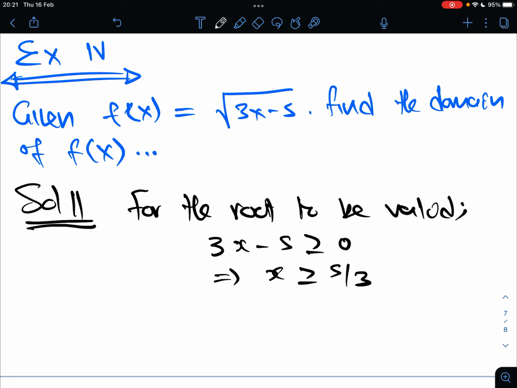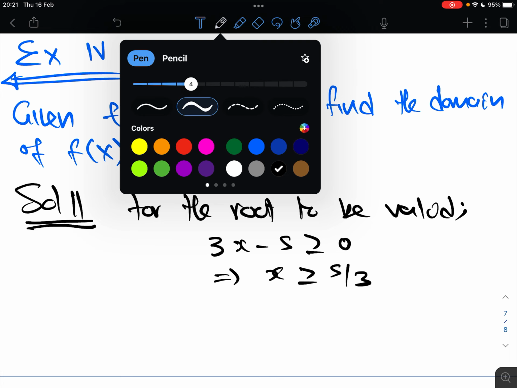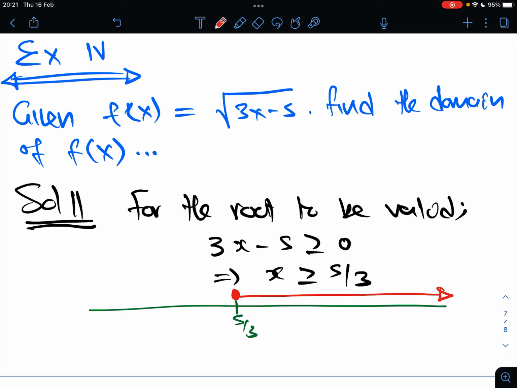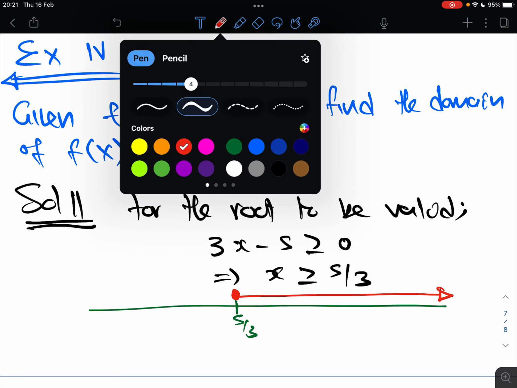You see that? So if we were to represent what exactly we're saying here using a number line, it means we're talking about something like this. If you have a number line, and I represent 5 over 3 somewhere here, how do I represent this on a number line? I shade here to show that even 5 over 3 is included and we are going all the way that side. So then how do we write this in interval notation?